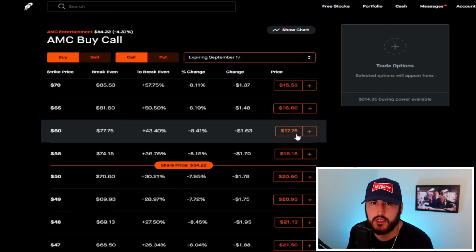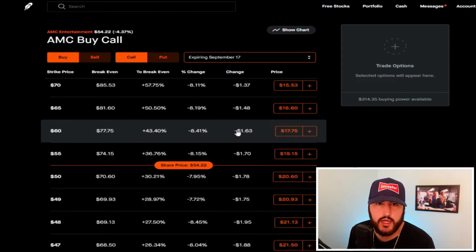Now, AMC is an extremely volatile stock. And because of that volatility, the chances of it going from $54 to $60 are much higher given this time span. And that's why you're going to pay more in premiums. Notice how we are going to pay $17.75 in premiums for this contract. And the prior contract, which was a week out, we paid around $4. So this is much more expensive.